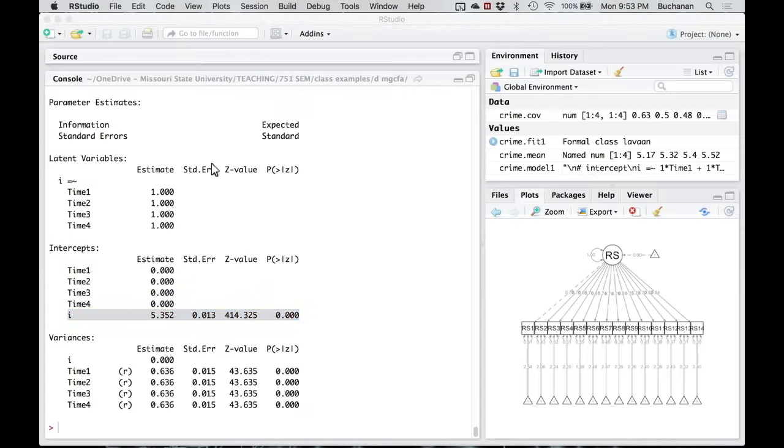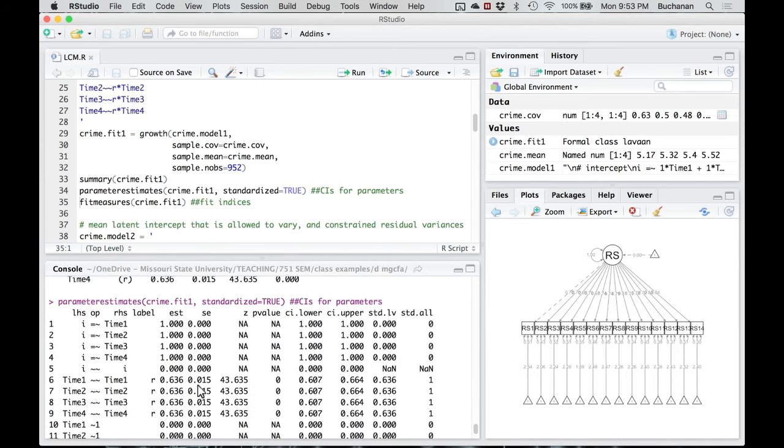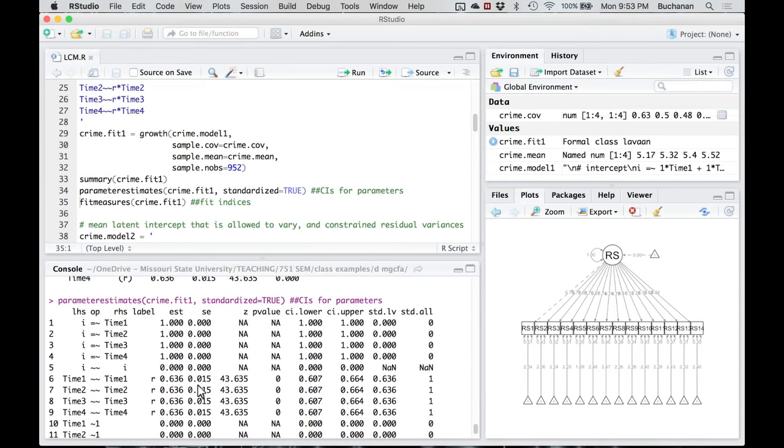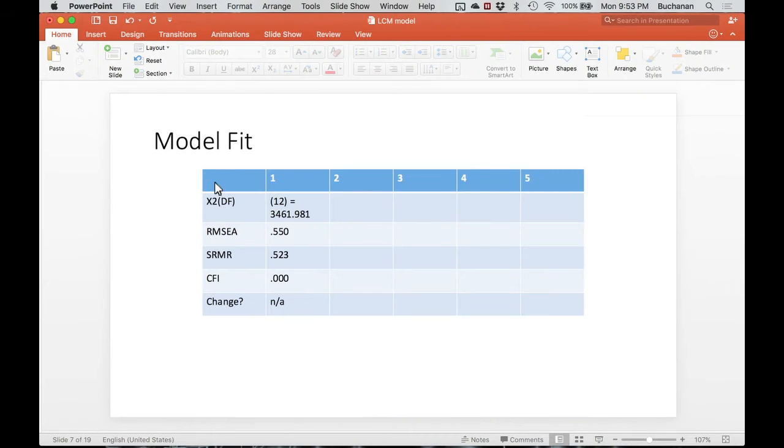I can run fit statistics. I can get parameter estimates too if I wanted to look at them in a different format with the confidence intervals. But really I want to look at fit measures. So from here I pulled all of the fit values, typed them in here. So look at our RMSEA, it's 0.55.